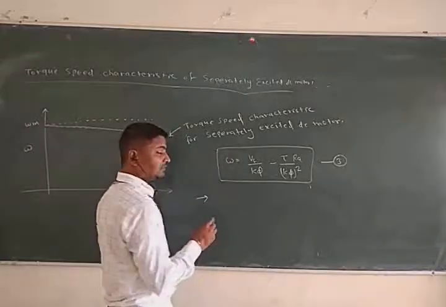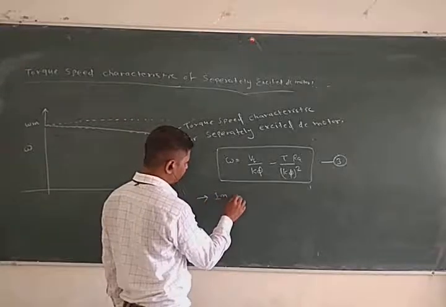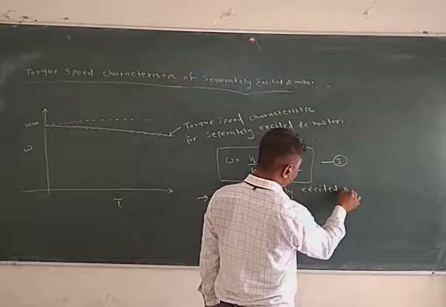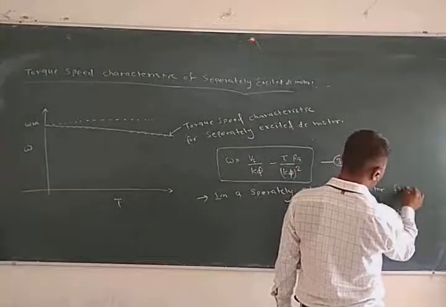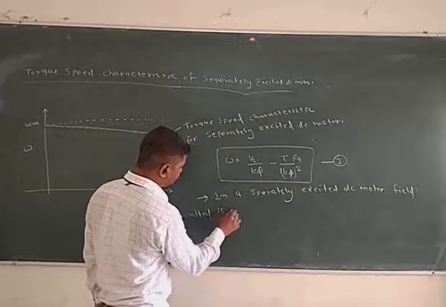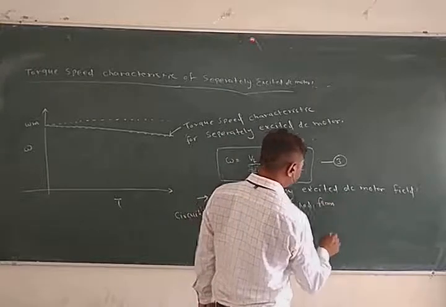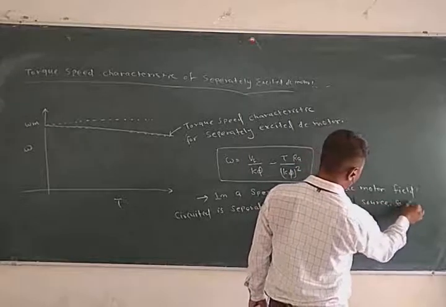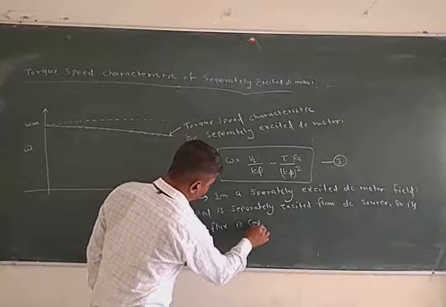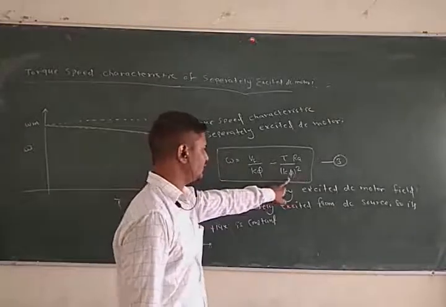Some points are, first, in a separately excited motor, the field circuit is separate from the armature circuit, so flux is constant. The field circuit is separately excited from a DC source, so its field flux is constant. So in the torque speed characteristic, there is no effect of flux because flux is constant in a separately excited DC motor.